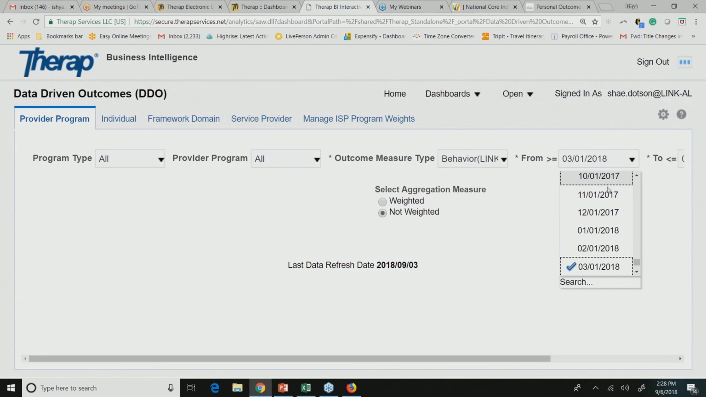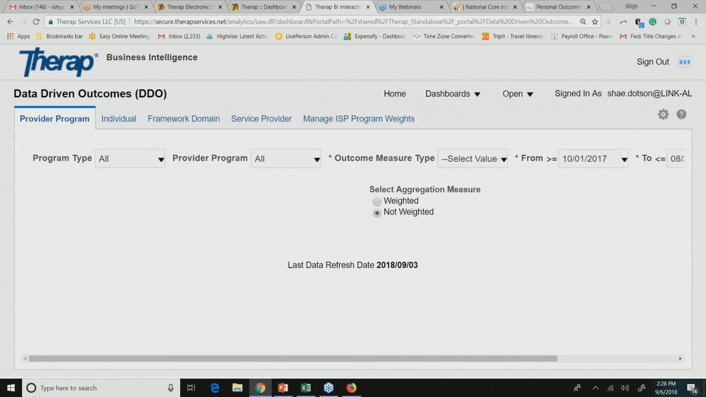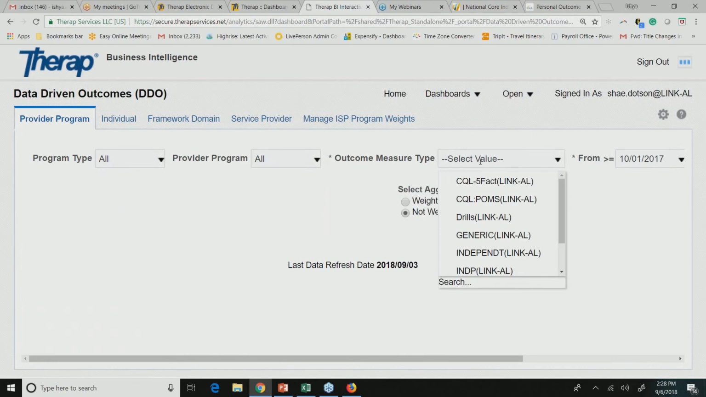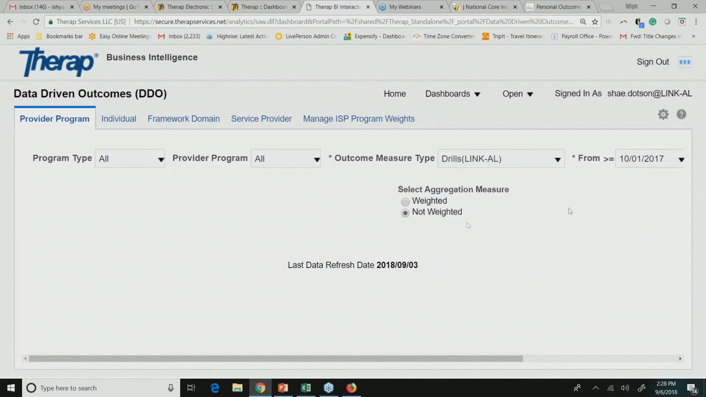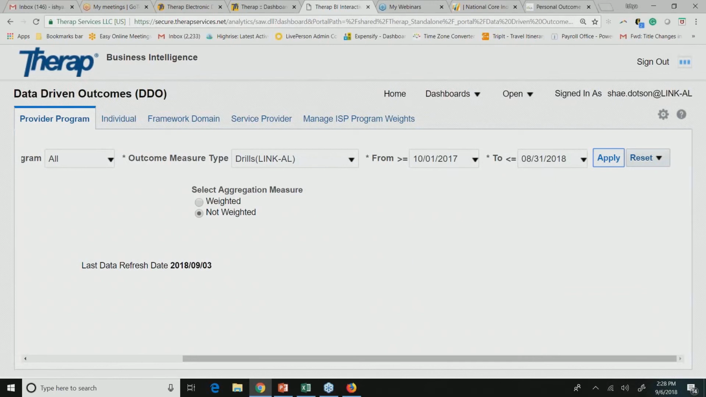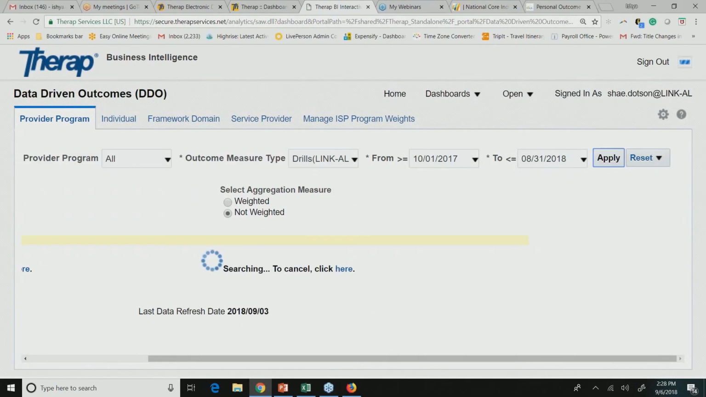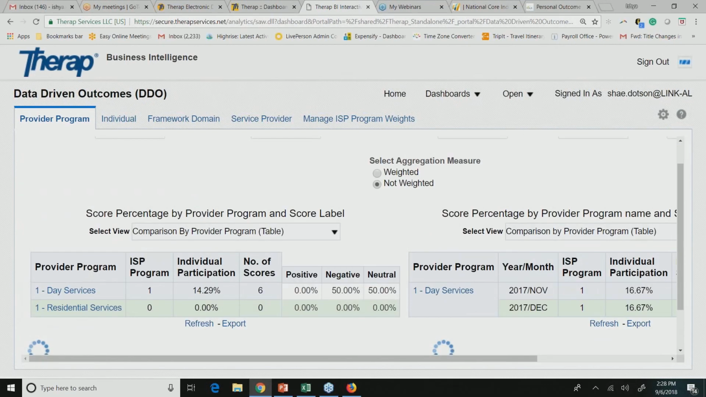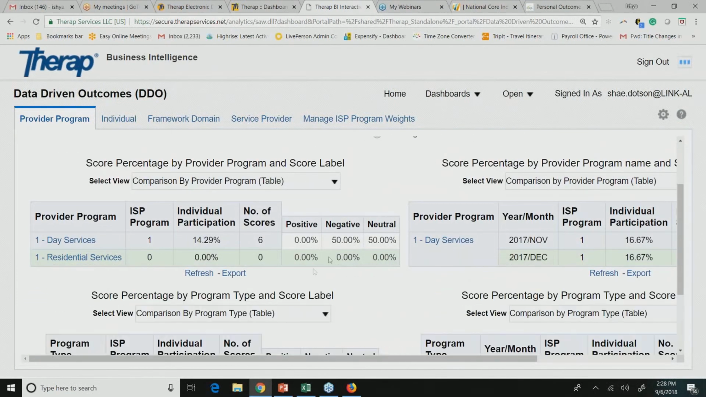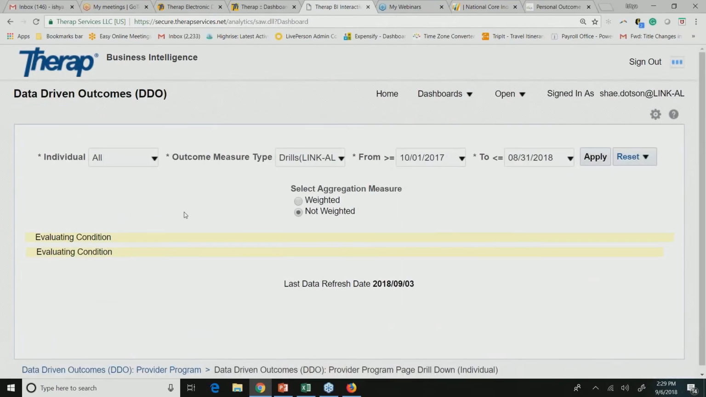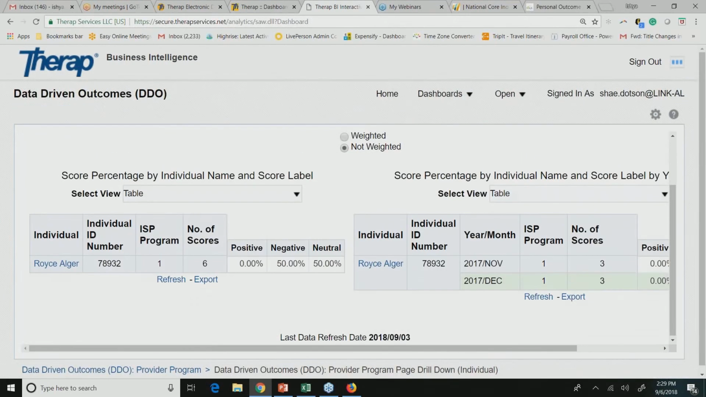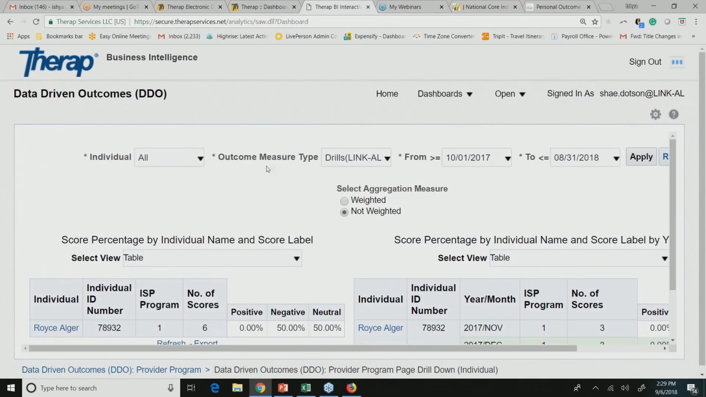So I'm going to go in and change my dates back. And I want to come in and look at, we'll look at drills. And I'm going to apply. And so I'm able to come in and look at, from a programmatic standpoint, how are the programs responding, or are they helping people towards those particular drills? I can also drill down into the information here and look at how that particular program within my organization is performing, or the individuals within that particular program, what are their particular scores.